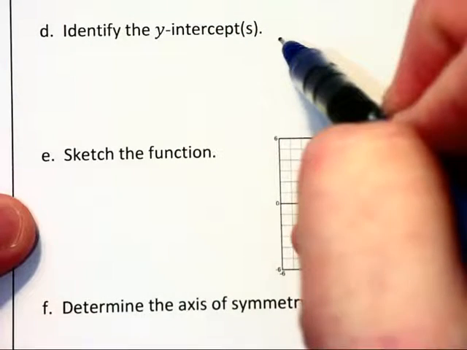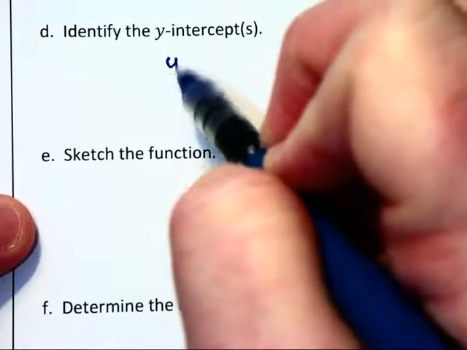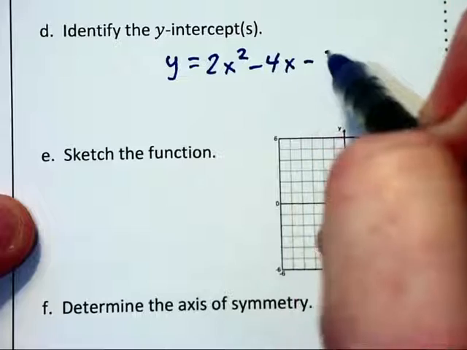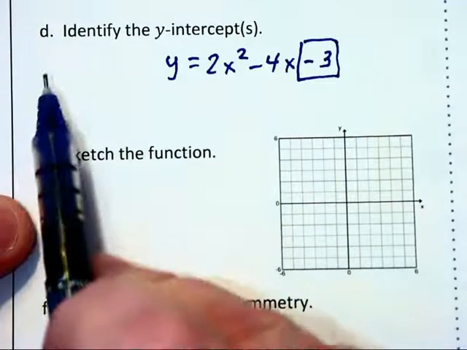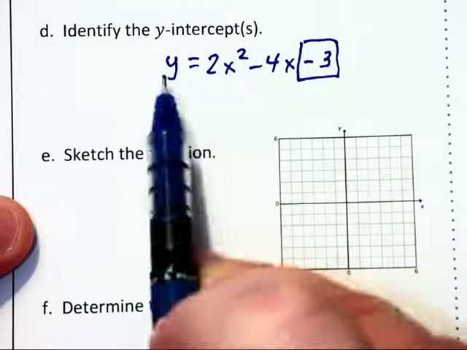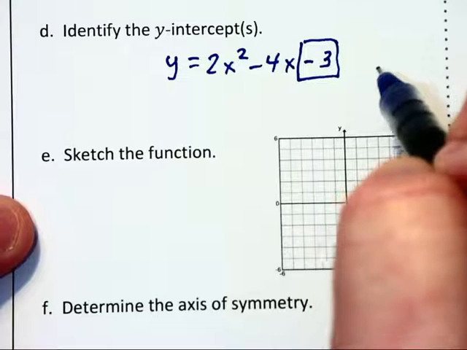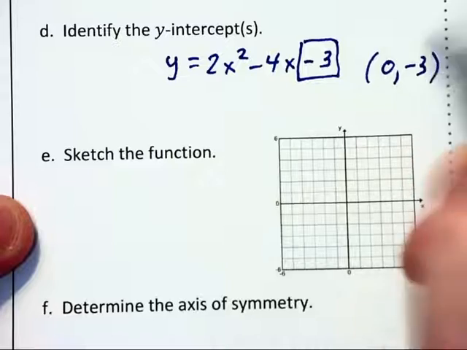To identify the y-intercept or intercepts, let's look at the original equation, y equals 2x squared minus 4x minus 3. This minus 3 gives everything away. We would be setting x equal to 0, which would zero out these first two terms, and y would equal negative 3. That tells us that the y-intercept is at 0, negative 3.